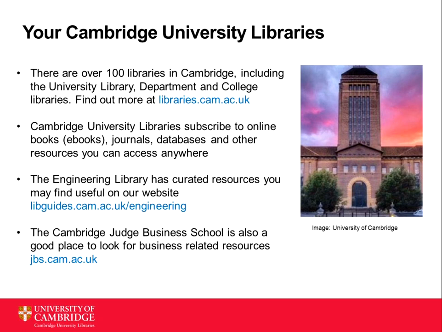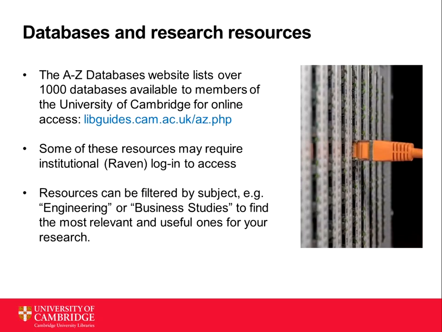If you are looking for business-related resources, the Cambridge Judge Business School is an excellent place to begin your search. The university subscribes to over 1,000 online databases, which are available to members of the university. Some of these resources may require using specific links and university logins, such as Raven, to access them. If you have any trouble accessing any university database, contact the Engineering Library for help. 1,000 databases is a huge amount of resources, and they can be pretty overwhelming. Handily, you can filter them by subject, such as engineering or business studies, to find the ones that are most relevant and useful for your own research.